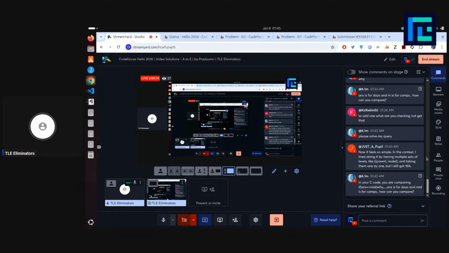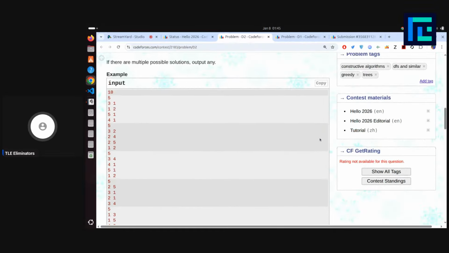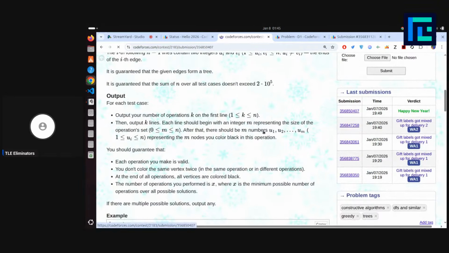Now it feels so simple. Yeah, it is kind of simple only. So I'll show the code for D2, and maybe you will understand how to do it.